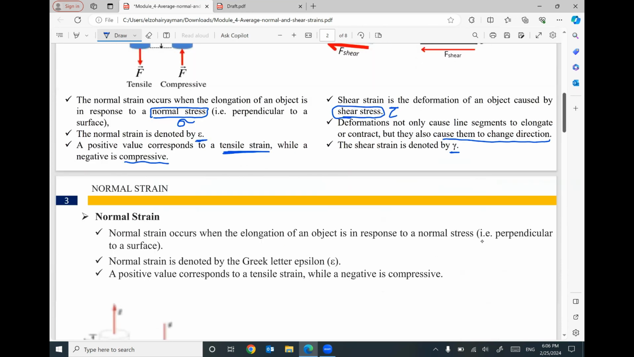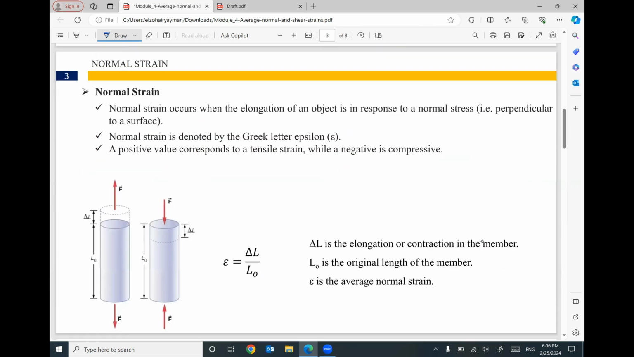Let's start first with the first type of strain, which is called normal strain. Normal strain occurs when the elongation of an object is in response to normal stress. If we have normal stress, perpendicular to the surface, perpendicular to the cross section, we will have normal strain, epsilon, the Greek letter epsilon. A positive value represents tensile strain, and a negative value represents compressive strain.